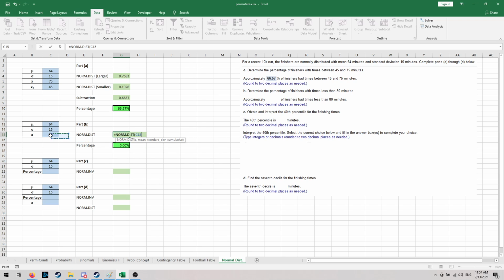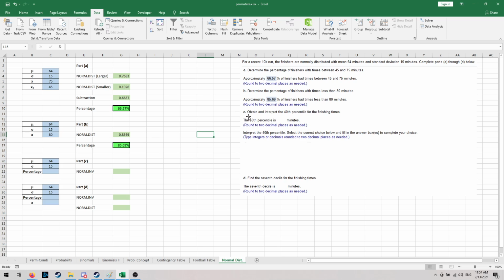Oops, we're not going to select that cell because 80 is going to be our number under consideration. Then our mean of 64, our standard deviation of 15, and our true flag. And in one step, we'll get the right answer. So 85% of people, well, almost 86% of people finished with less than 80 minutes. And we can see we got the right answer here.